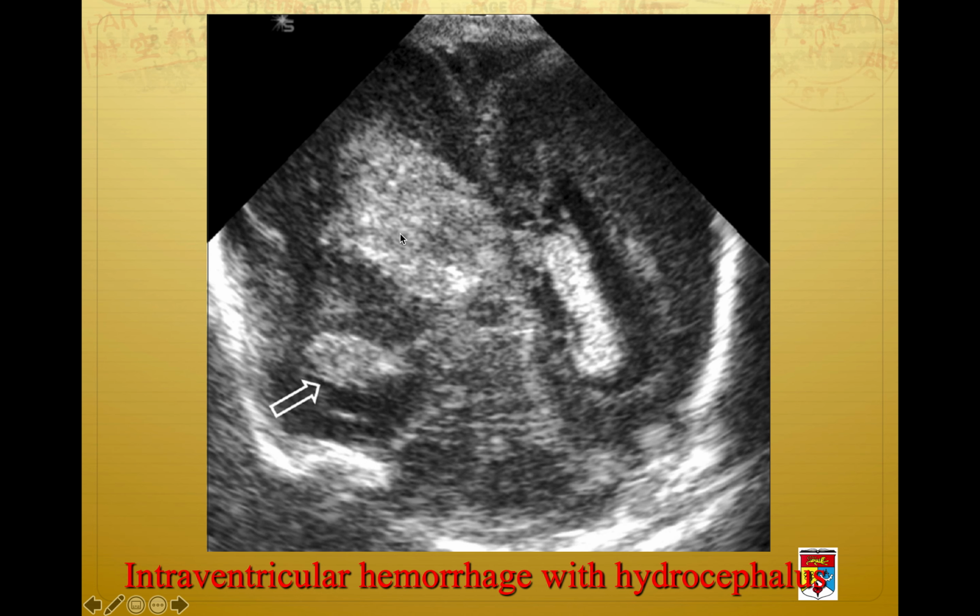So this is a case of intraventricular hemorrhage. And when you see the ventricle is dilated, it is with hydrocephalus. Of course, if there's a lot of blood inside the ventricle, like inside a bag, then it will blow up. So that's why there is intraventricular hemorrhage with hydrocephalus plus a parenchymal hemorrhage. So this is a grade 4 germinal matrix bleed.